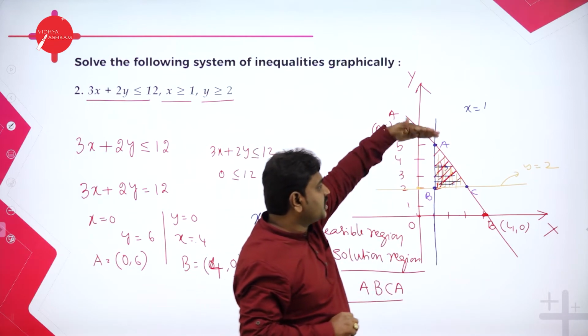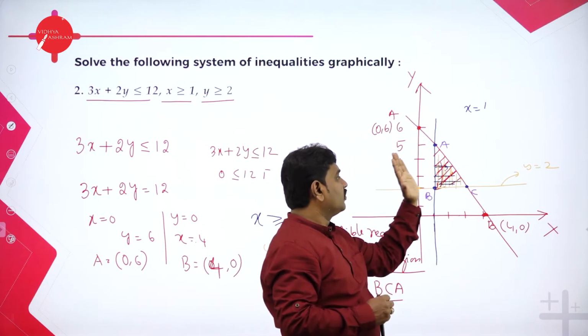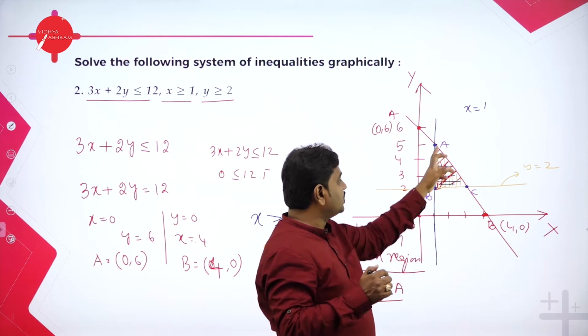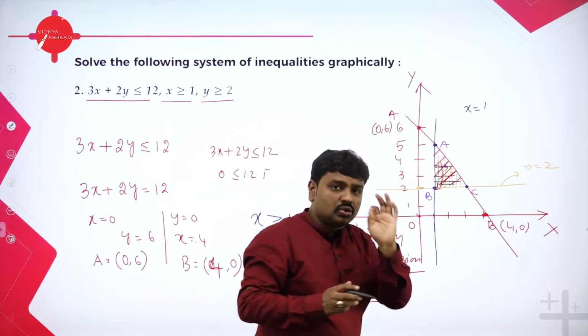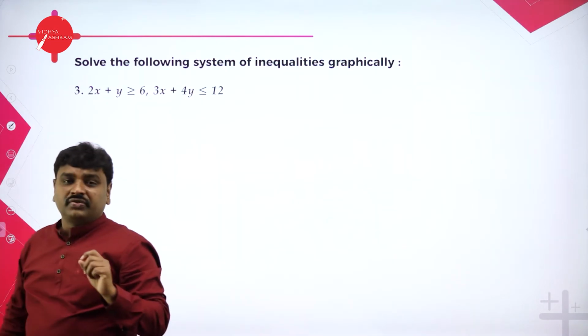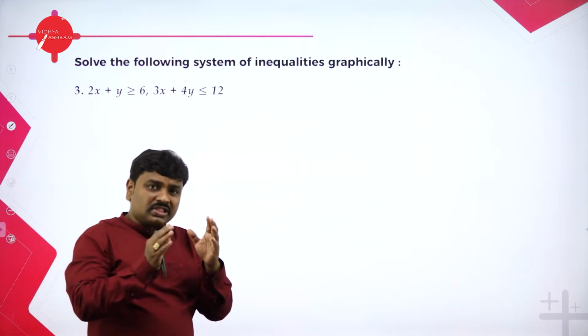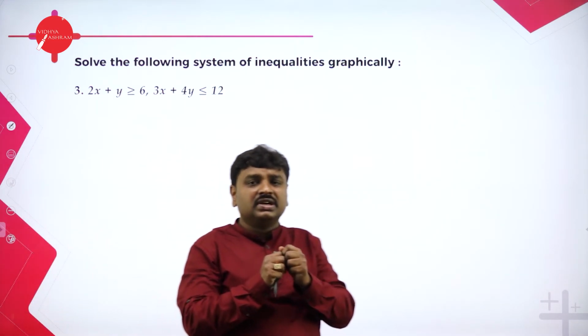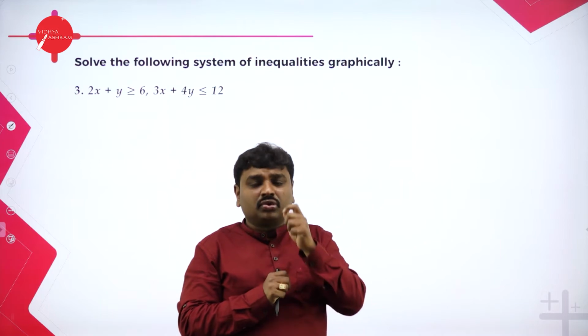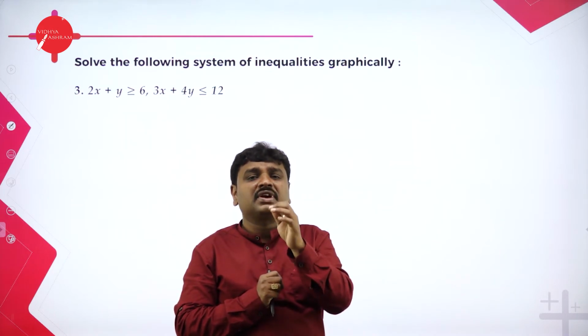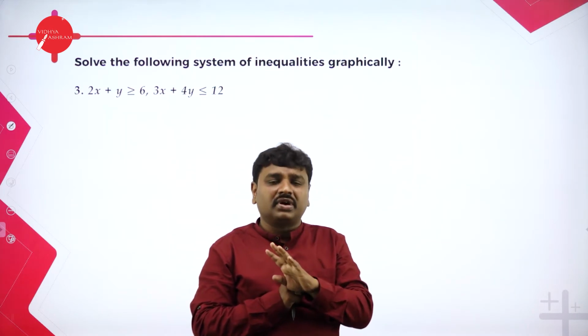For the yellow line we should shade up, for the red line we should shade down, for this we should shade right. All 3 will mix in the region called ABC. ABC is the solution region. That's it. What is the solution for inequalities? Where all the shadings mix, that is the solution region. Or we say the solution region for inequalities is the common region determined by all the inequalities.